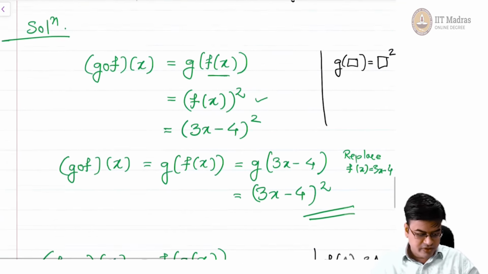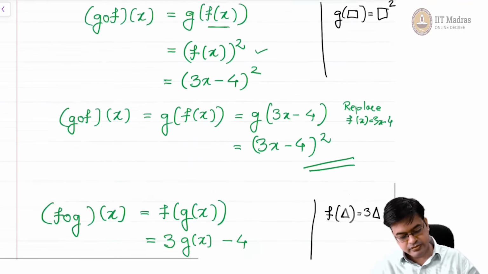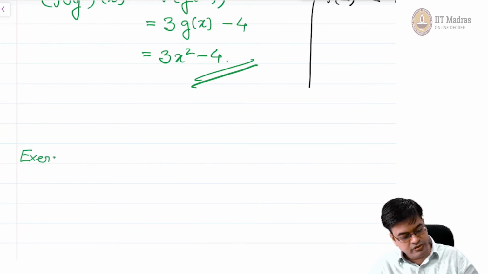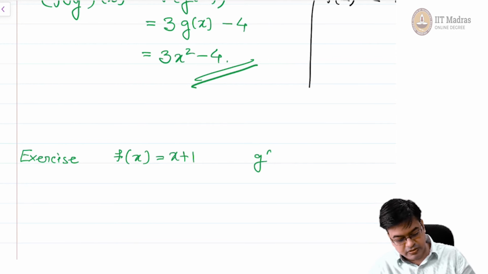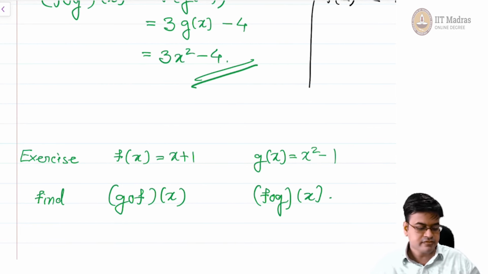Okay, so we have seen how to write the compositions in both ways, GOF and FOG. Here is a quick exercise for you. Pause the video, do the exercise and get the answer. F of x is equal to x plus 1 and g of x is equal to x square minus 1. Then simply find GOF of x and FOG of x. This is an exercise. You stop and get the answer. It will be a good practice to revise the concepts.